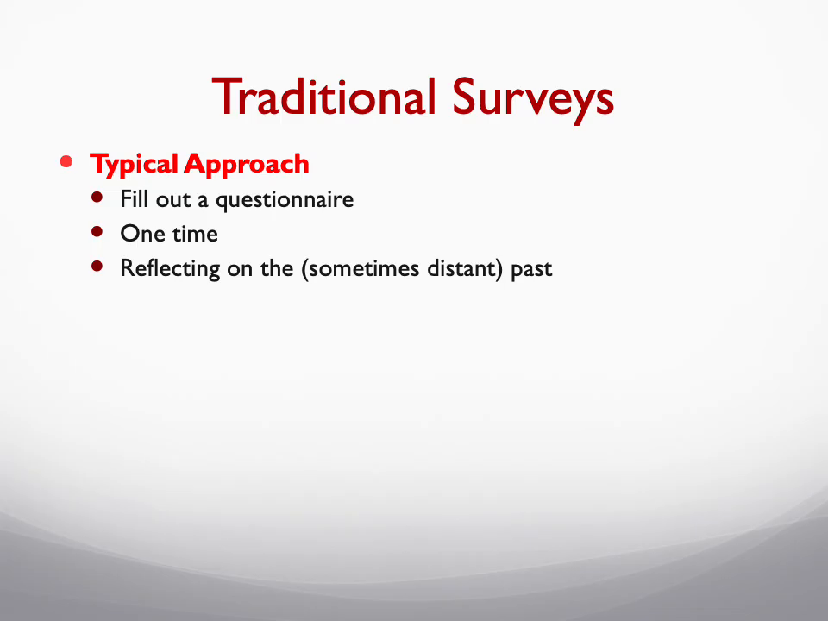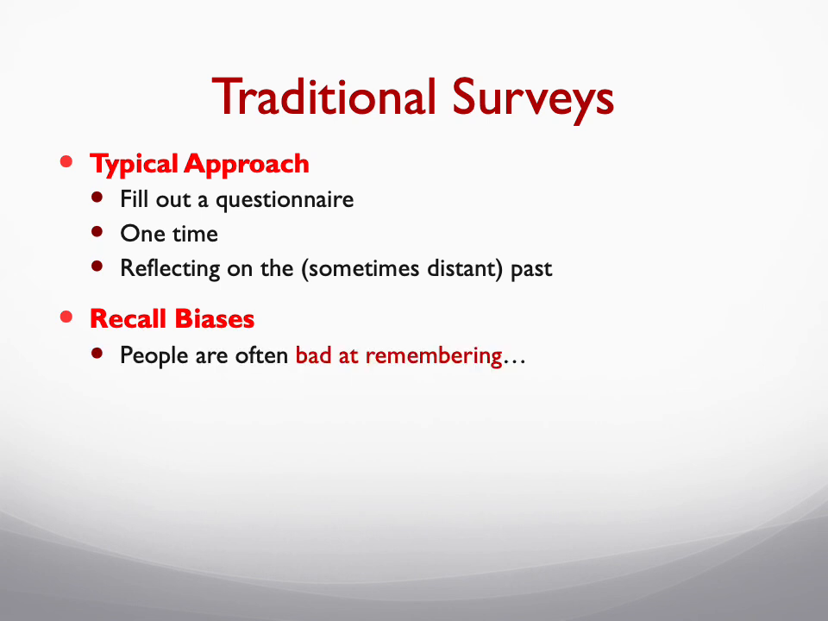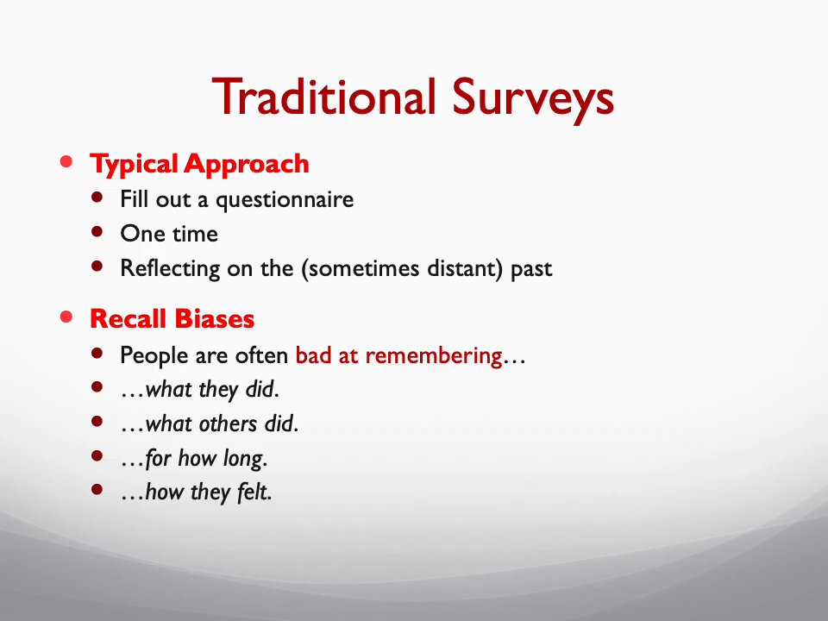The issue with this approach, as you can probably imagine, and as you might have experienced if you have taken surveys at any point in your life, is that these are really subject to what we call recall biases, which are simply the fact that people are often really bad at remembering what they did, what other people have done, for how long they did it, and how they felt. So any aspect of remembering that you think could go wrong, people are sometimes going to get it wrong.